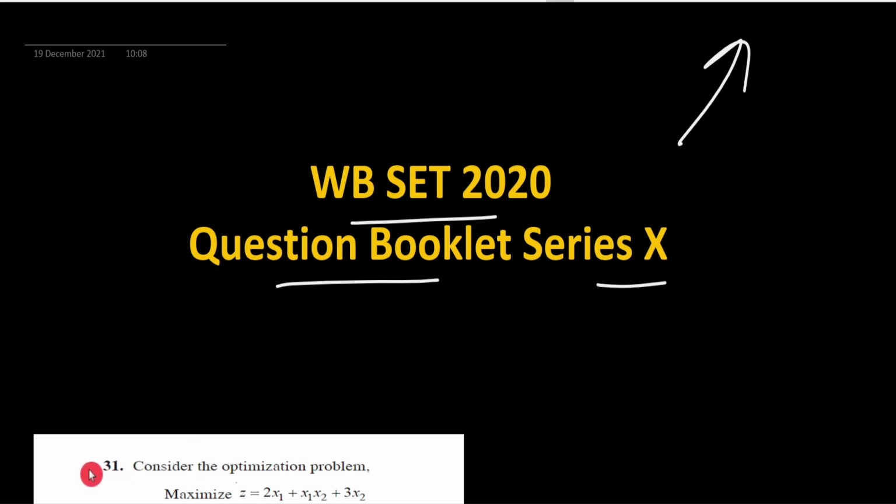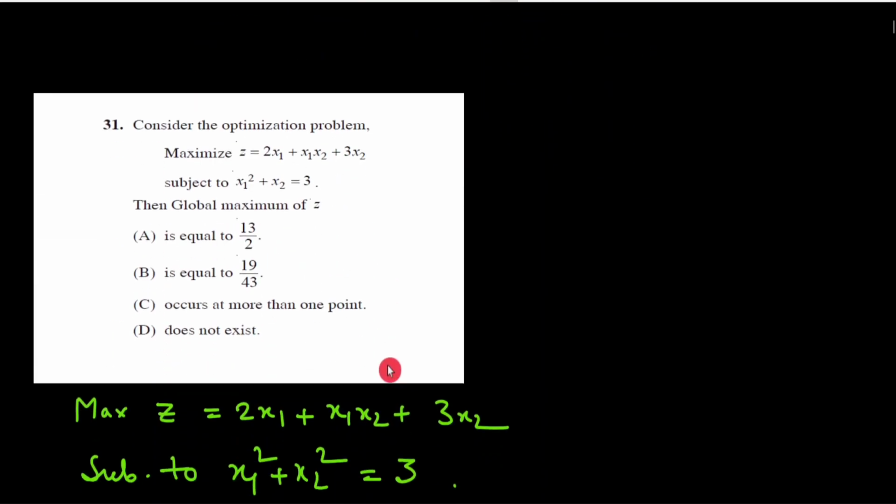So let's start with question number 31. This is a question from LPP. The question says: consider the maximization problem max z equal to 2x1 plus x1 x2 plus 3x2 subject to x1 square plus x2 square equal to 3. From the constraint, it is sure that the question is from nonlinear programming. Then the global maximum of z equals?